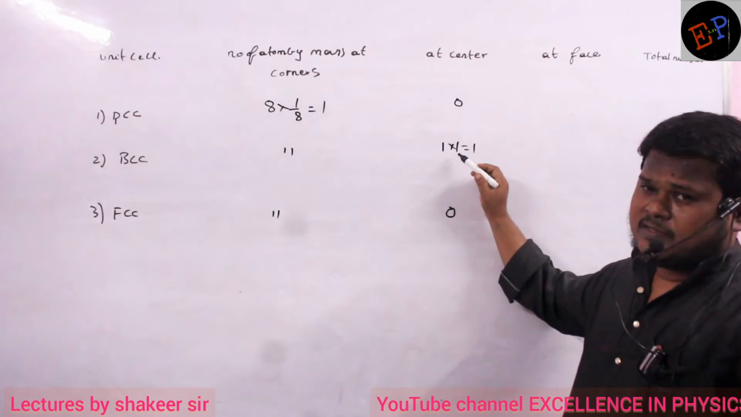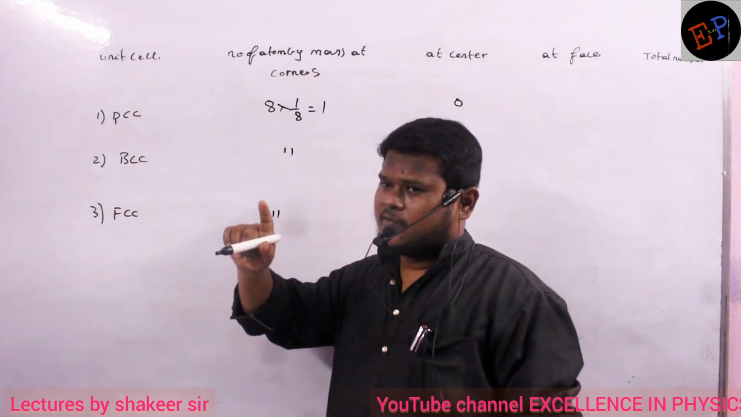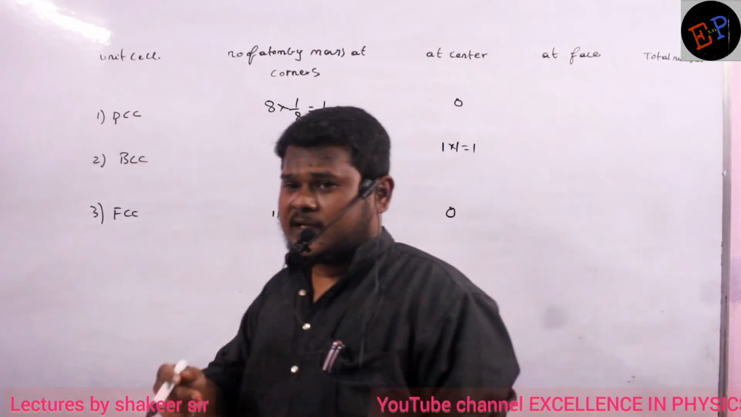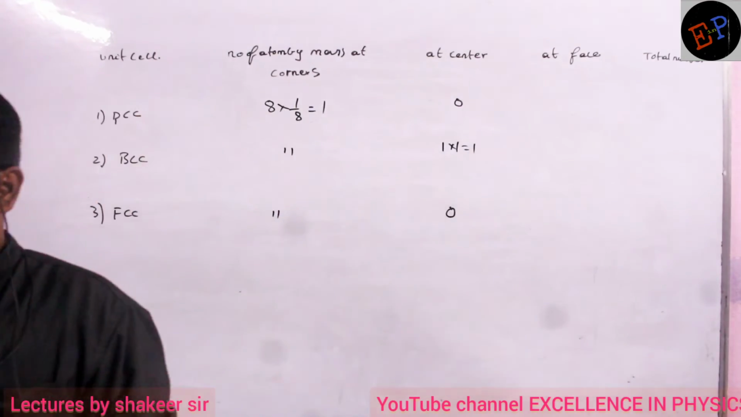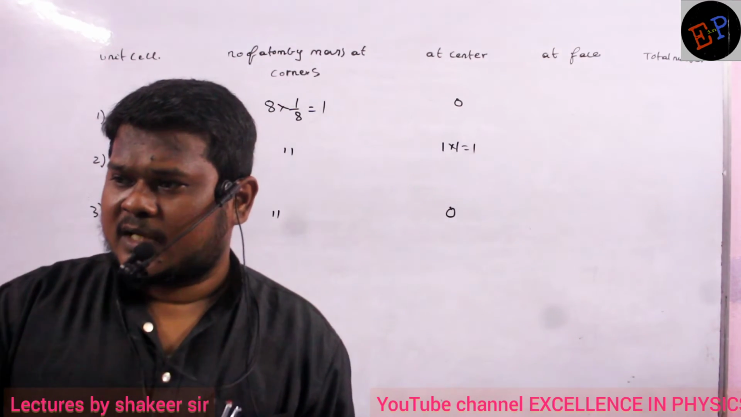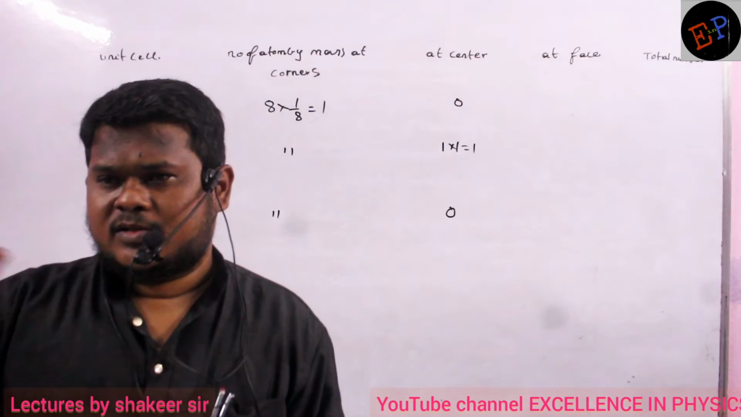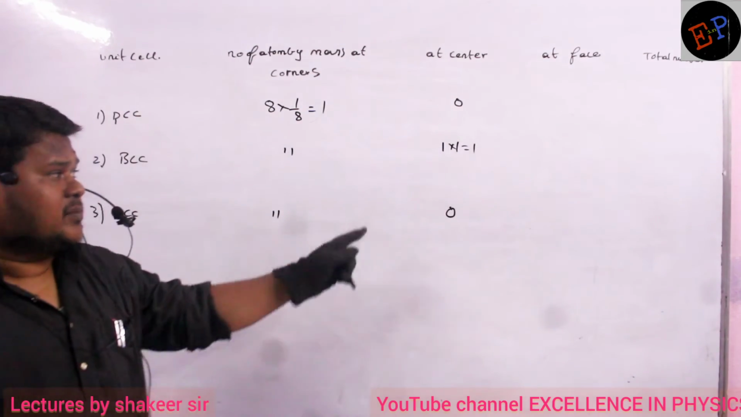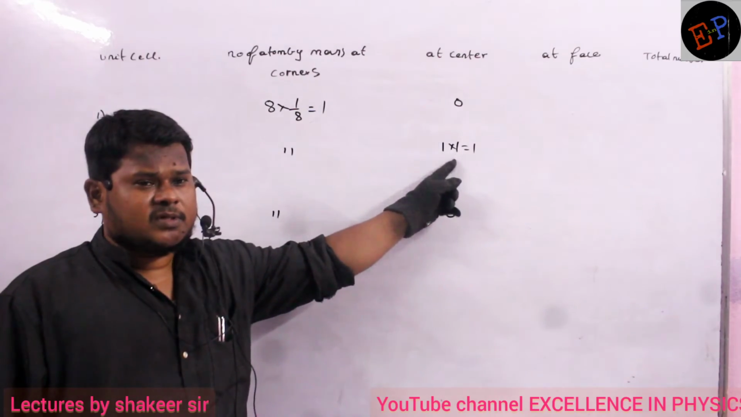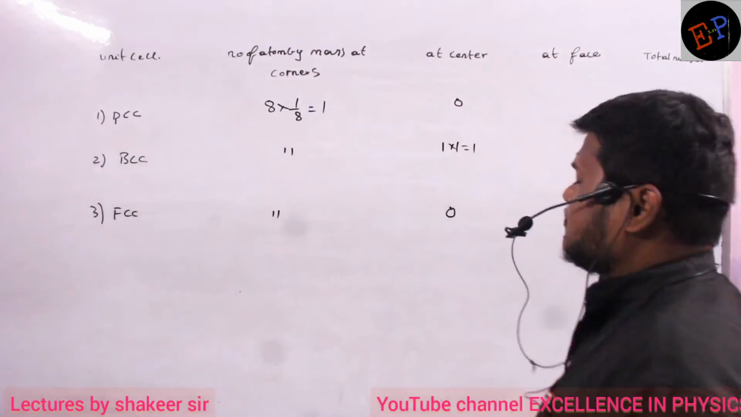At the body, inside the body, only in BCC we have 1 atom. And it is present exactly at the center. That atom is not shared by other unit cells. So the total atom is present inside that unit cell only. So 1 atom is present, and how much will be the contribution? 1. So 1 into 1 is 1. Okay. So next, at face.